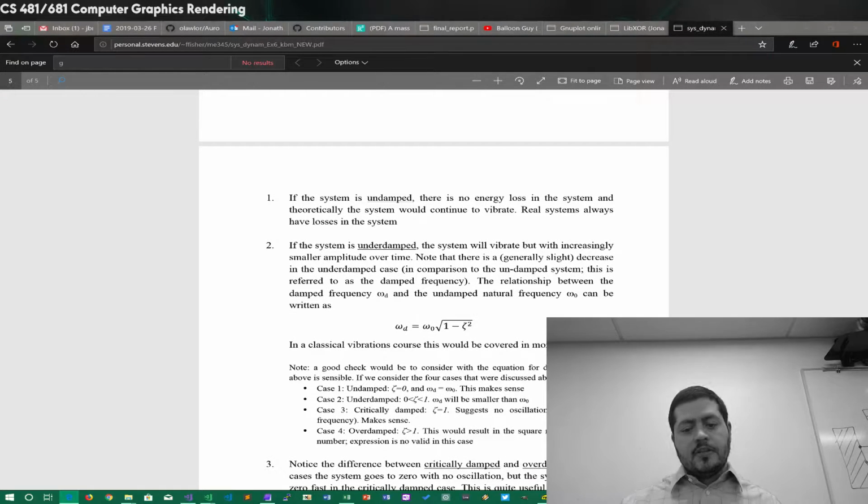Okay, now there's another thing about the system being undamped, underdamped, critically damped, and overdamped. If it's undamped, then there's no energy loss in the system. So technically, it keeps going. That's not realistic because everything has loss. Secondly, if it's underdamped, it's going to vibrate and keep going until eventually it slows down and stops. That's called underdamped.